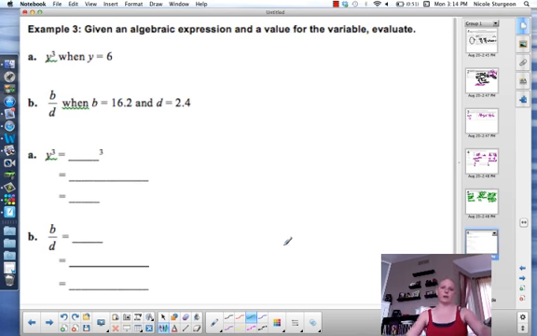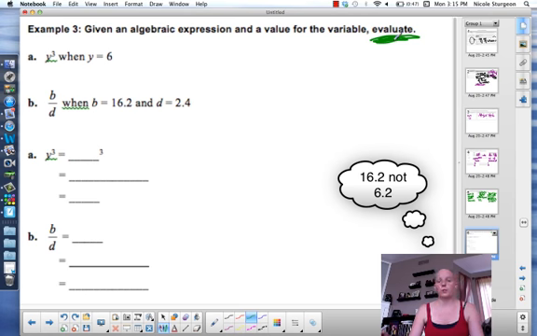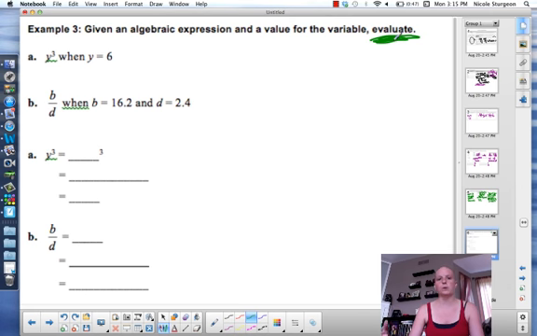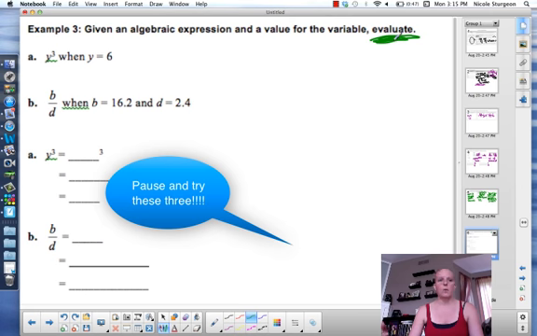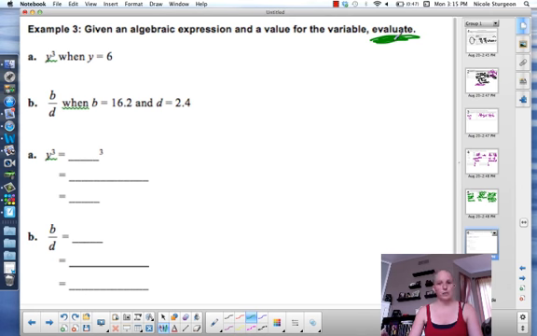So then the last one is, given an algebraic expression and a value for the variable, evaluate. Notice that key word there. It says evaluate. That means that you need to get an answer at the end of your problem. So that y to the 3rd when y is equal to 6. The quotient of b and d when b is equal to 6.2 and d is equal to 2.4. Y to the 3rd. So there's your workspace. Again, give them a try. Come back and check your work, and I'll explain them then.